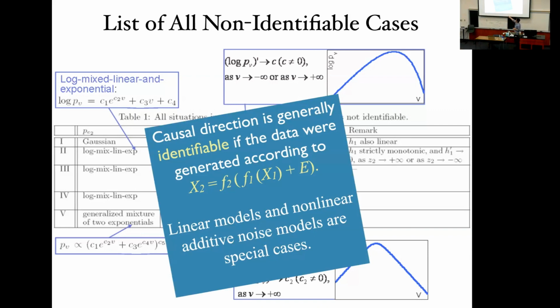Since this model contains the linear model and other things, such as nonlinear additive noise models, as special cases, the same thing holds true. Then we can trust the result. If you have enough data and I find this direction, I can trust it because I know that in the other direction, it cannot be the case. Okay.